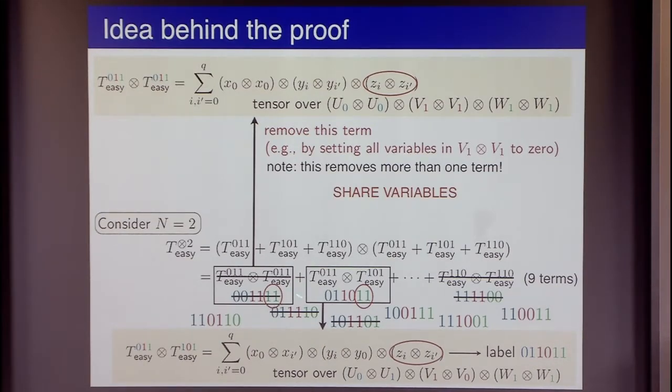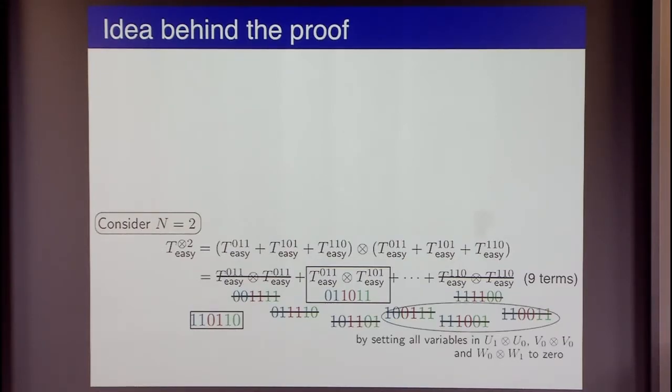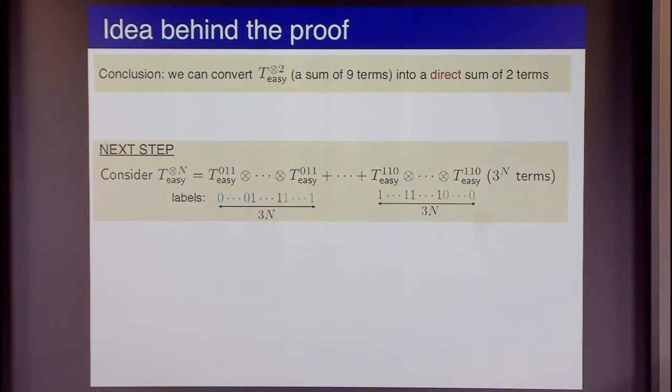Okay, so now we have this one. So now we can analyze, let's say, this one. There is no conflict between the labels here, so you can keep it. But then there will be a conflict with the other one, so you will need to remove this one, and you can do it again by zeroing variables, for example, by zeroing variables in these spaces. Okay, so the conclusion is that you can convert the second power, consisting initially of 9 terms, into a direct sum of 2 terms.